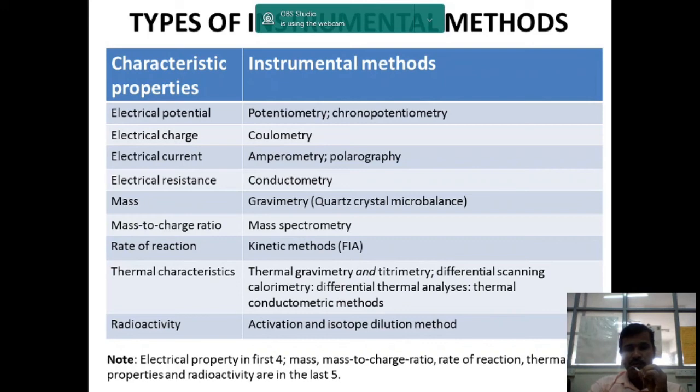Thermobalance will be present in situ in the instrument itself. So at the different temperature intervals, we will be in a position to record the weight of the product obtained. Say for example, Fe2O3·2H2O. This is a simple molecule, iron oxide, Fe2O3·2H2O. It has two water molecules.